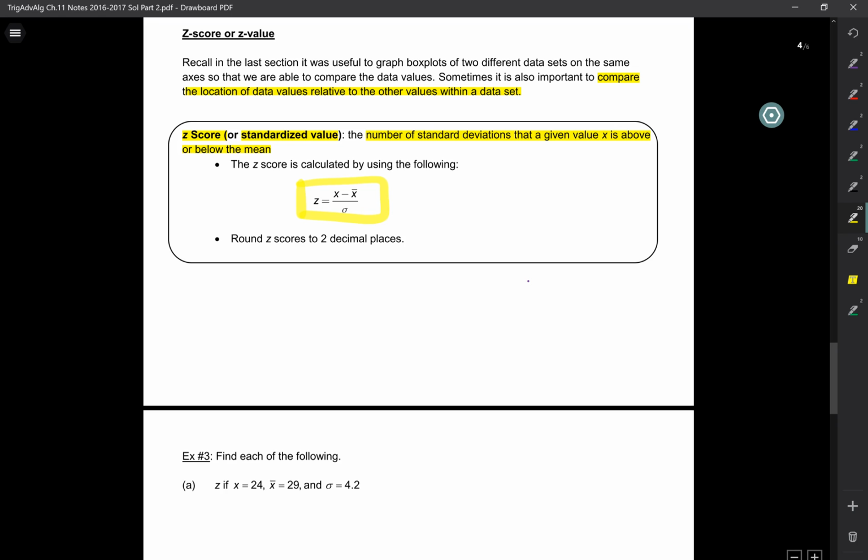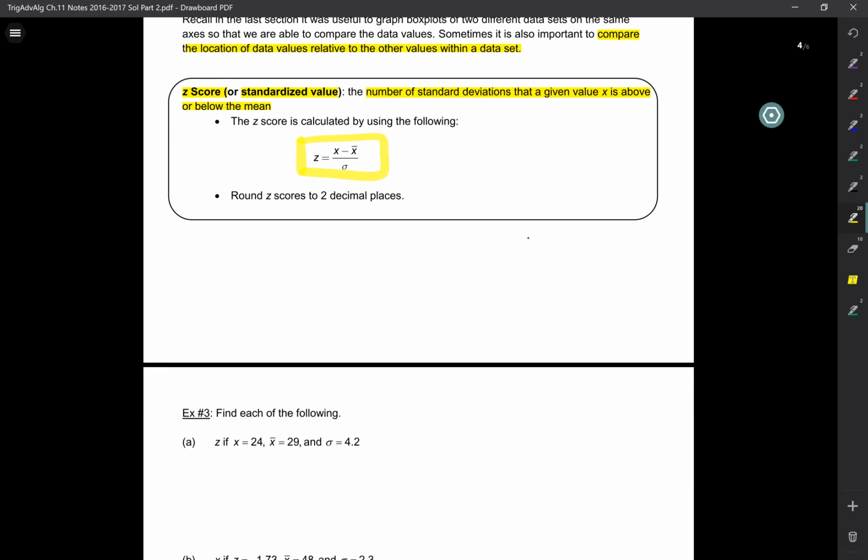It's x, the value of the data point, like the individual test score, minus the average, over sigma, which is the standard deviation. But I thought we were trying to find out the standard deviation. No, we're not trying to find the standard deviation. We're trying to figure out how many standard deviations it's away from the mean. Will it always be given to us? Well, you will have enough information to solve for whatever it is that you're looking for.